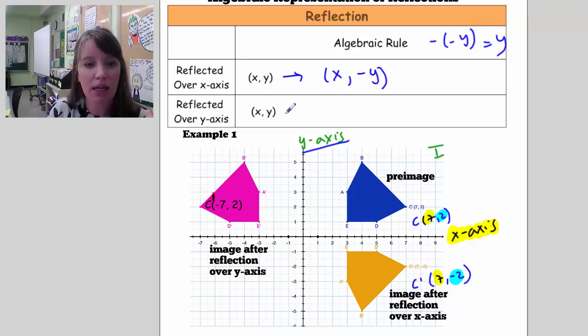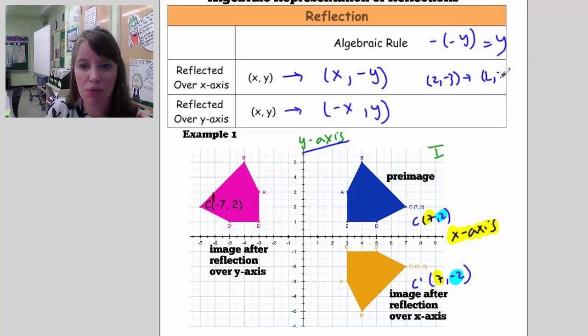Okay? And if you reflect it over the y-axis, the x coordinate becomes its opposite and the y coordinate remains the same. So for instance, if I start with (2, -3) and it's reflected over the x-axis, it would become (2, 3), because the 3 turns from negative into a positive. That's what this is saying. This negative here indicates opposite, not that it ends up as a negative.